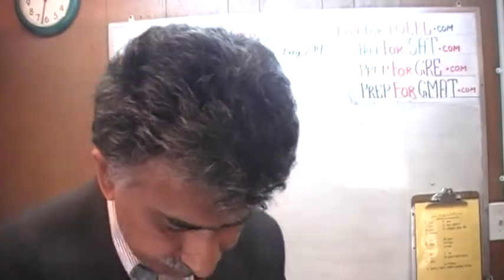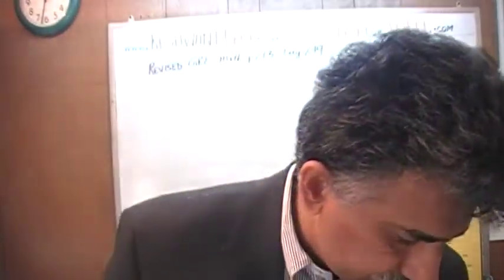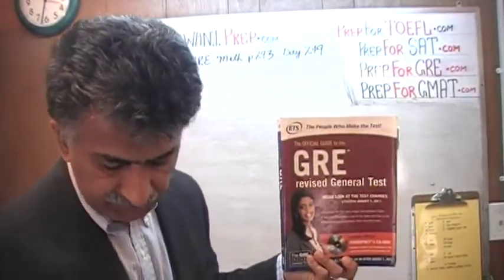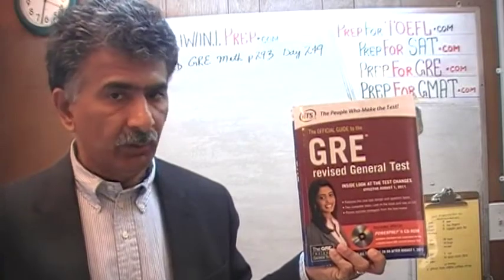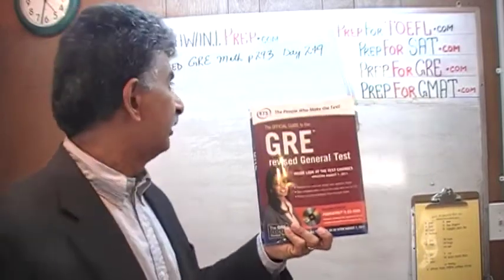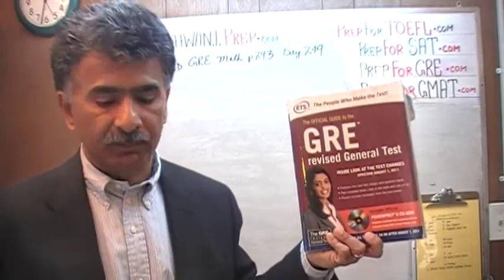If you happen to have the first edition of the book, the Revised GRE first edition, don't fret, don't worry about it. It's the exact same problem on the exact same page. Just turn to page number 293 and you will find the exact same problem. You understand? Let's get going.